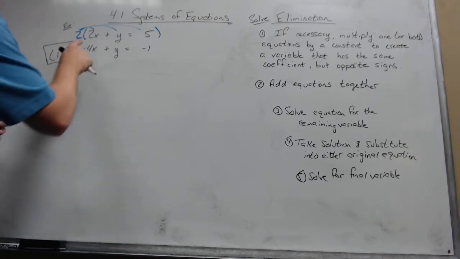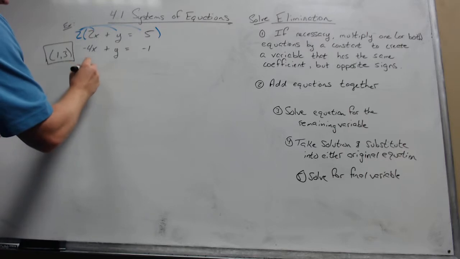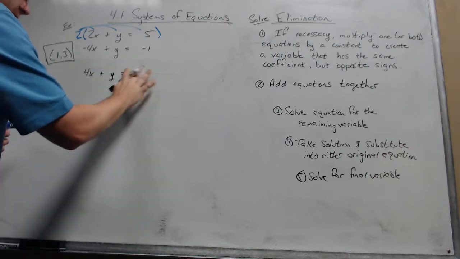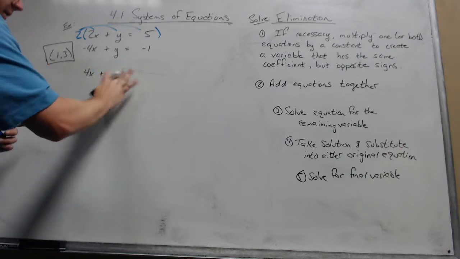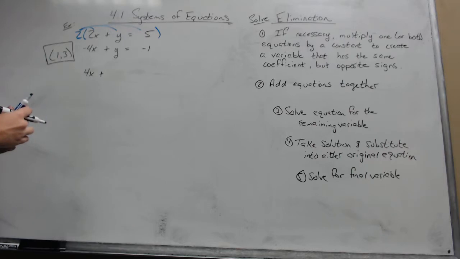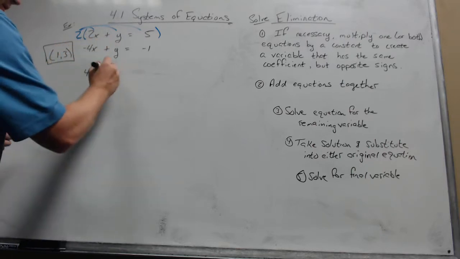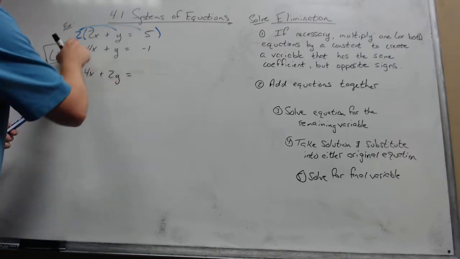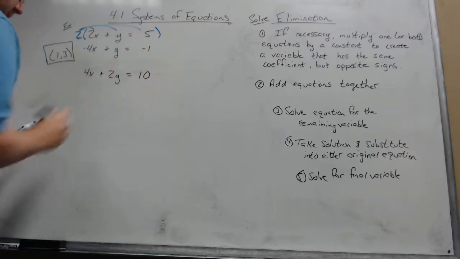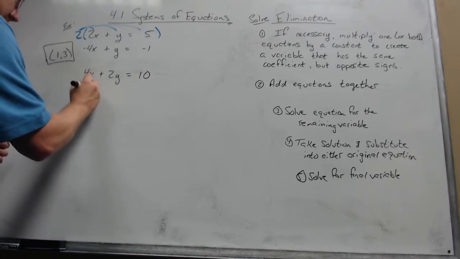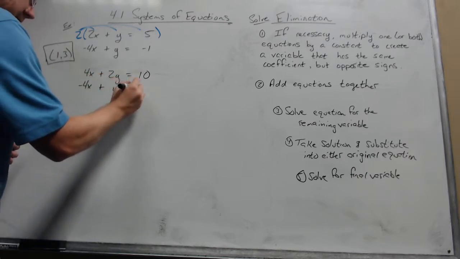And I'm just going to rewrite the top equation and the bottom equation right below. So we have 4x plus y equals, oops, I did not distribute. See? Common mistake. 2 times 2 would be 4x. 2 times y would be 2y. And 2 times 5 would be 10. Make sure all of the pieces get multiplied by 2. Otherwise, this is not going to work out so nicely.